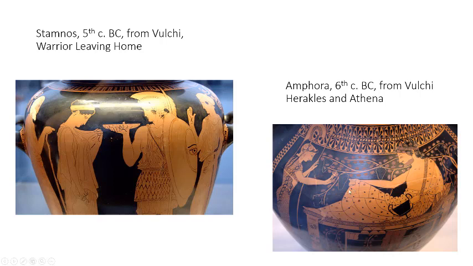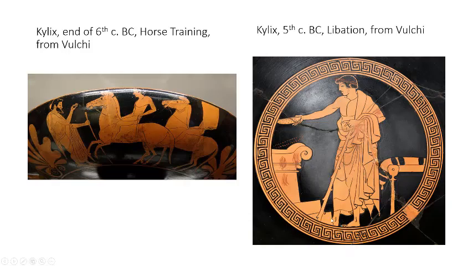Another one, a red figure vessel from Volci in the 6th century, shows Athena here. We know it's her because of her helmet and all, certainly, and Heracles. On the left here is a red figure kylix from an Etruscan context, Volci, showing horse training. The Etruscans really liked horsey ones. They liked vessels with horses. Horses seemed to be a much more important part of Etruscan culture.